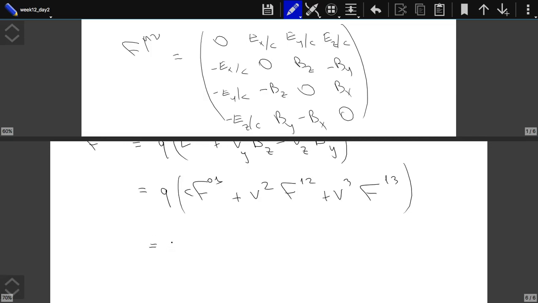Well, let me write it slightly differently. This is q times minus c F01 plus v2 F12 plus v3 F13. No, sorry, not 0, 1, but 1, 0. Why? Because I know that F mu nu is anti-symmetric, so if I change the places of these two indices, I get a minus sign.